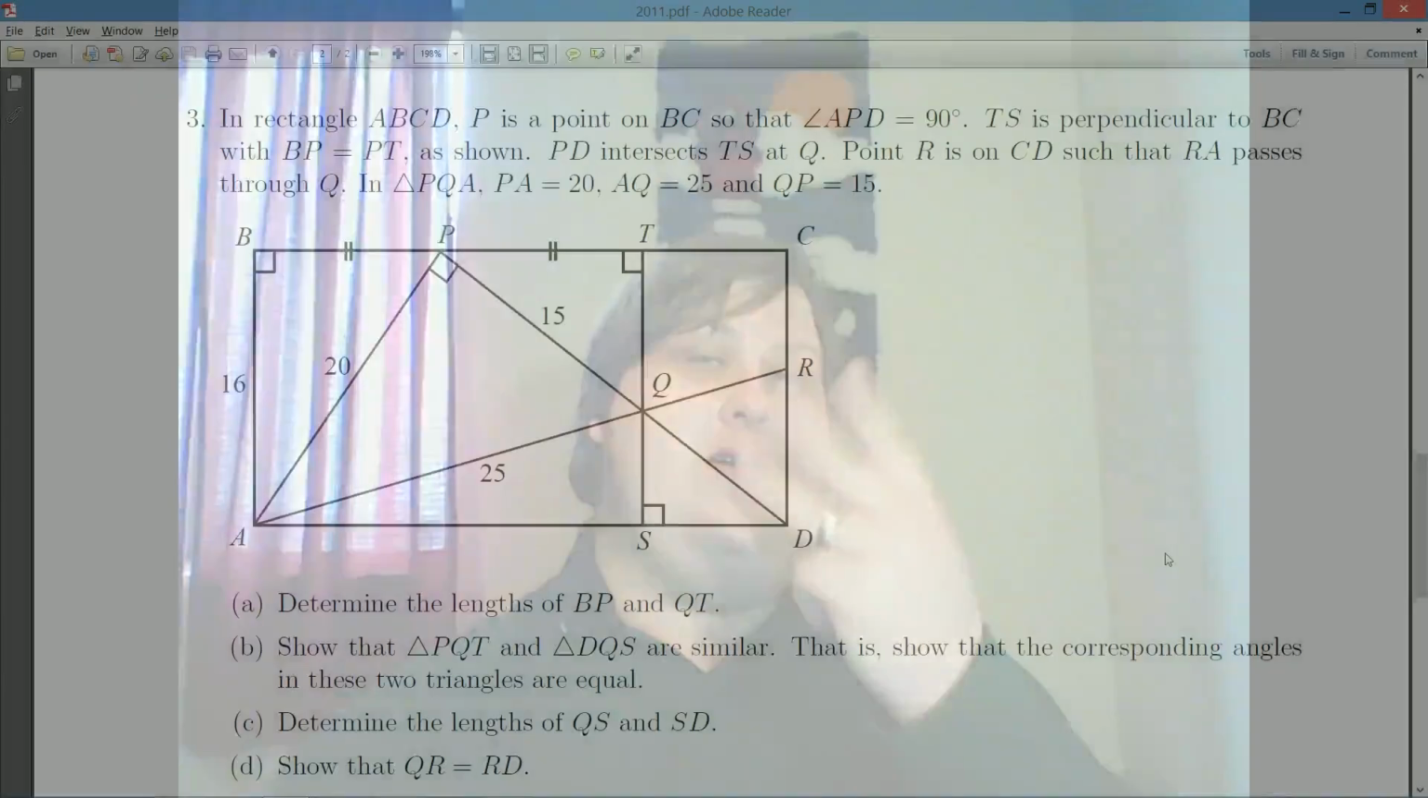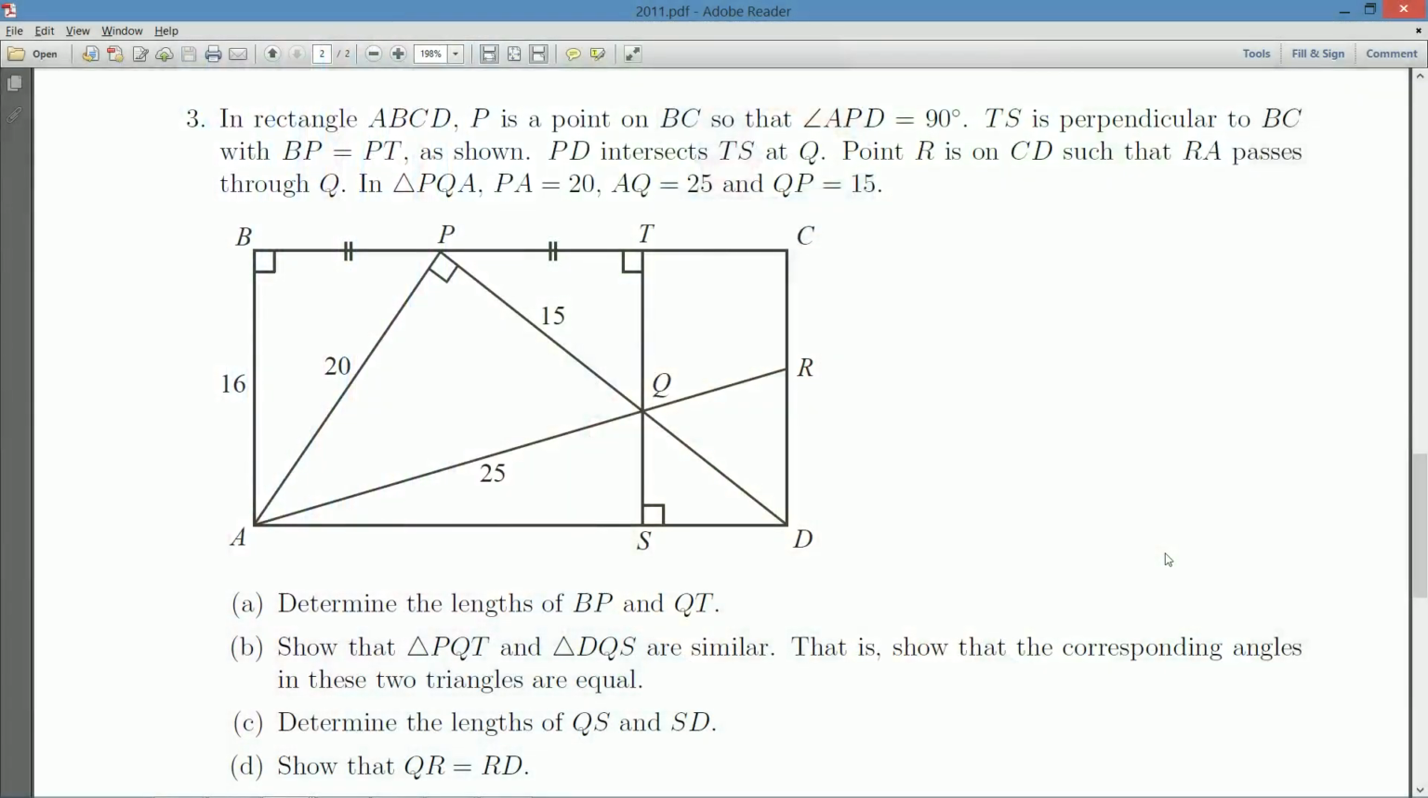We're going to continue on with the 2011 Galois paper. I should be clean shaven by the next question, but we're up to question number 3. So you can actually go back and see what I look like without a mustache, I think, in the previous video.